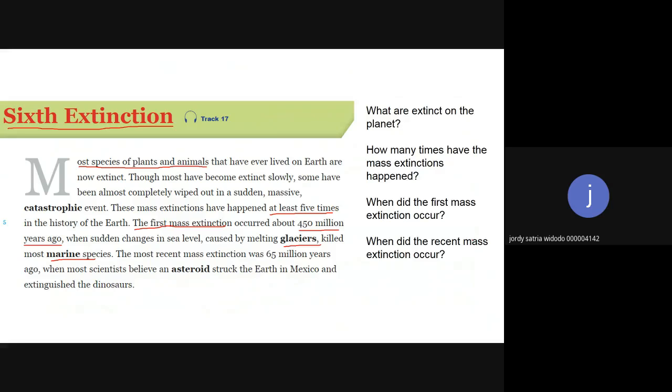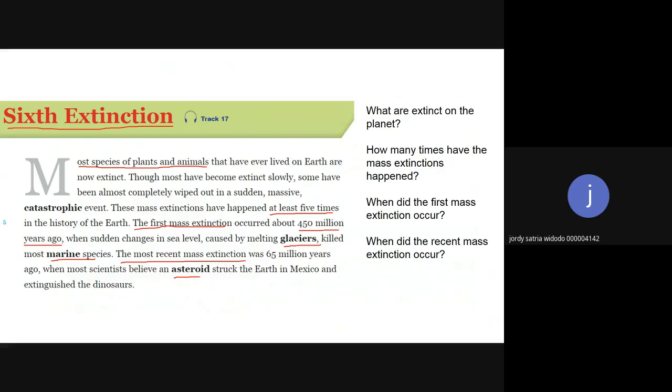And then the recent mass extinction. The most recent mass extinction was 65 million years ago, when most scientists believe an asteroid struck the Earth in Mexico and extinguished the dinosaurs. This is a natural catastrophe too, coming from outer space, an asteroid that struck the Earth in Mexico and extinguished the dinosaurs. So we have answered all the questions.